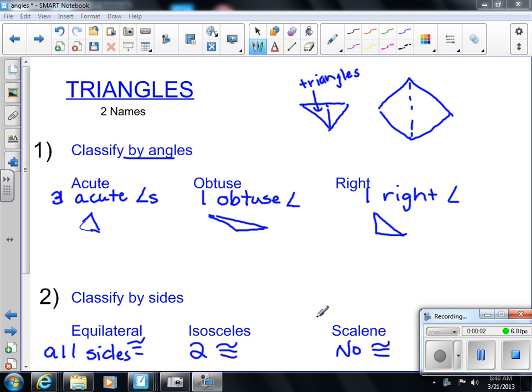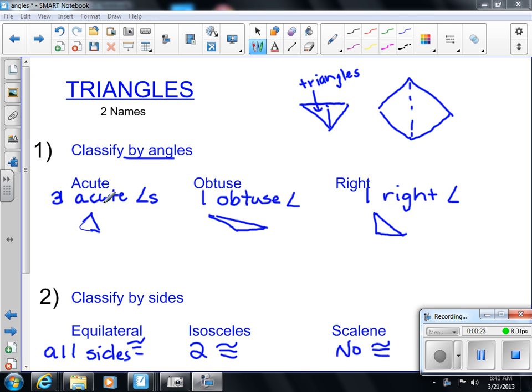Today we're going to be looking at triangles. Triangles are three-sided polygons, and we're going to look at classifying them and how you call them. Each triangle actually has two names. One name is classifying it by the angles that the triangle has, and the second name is by its sides.